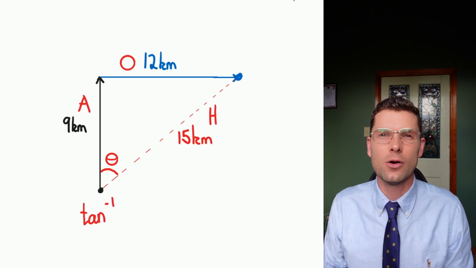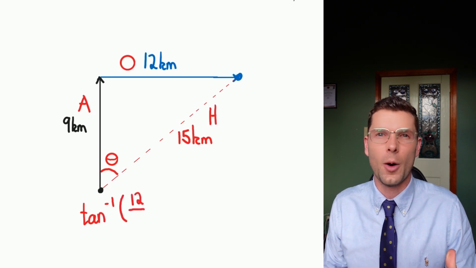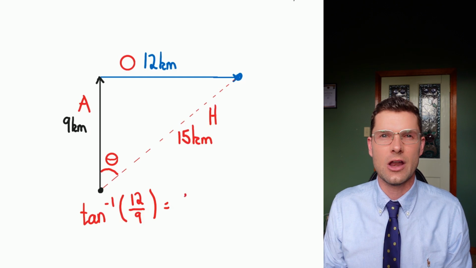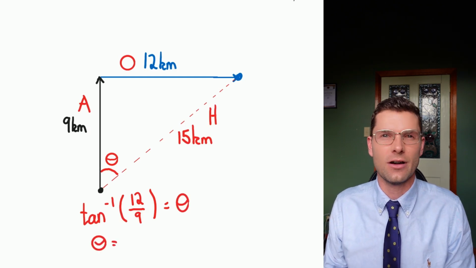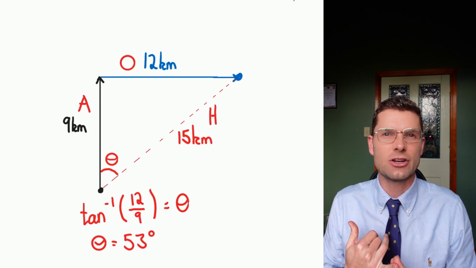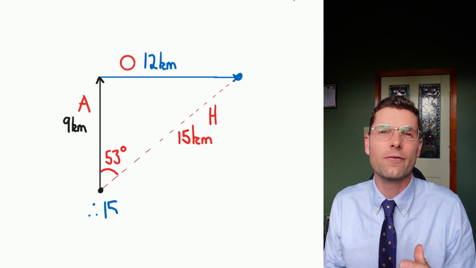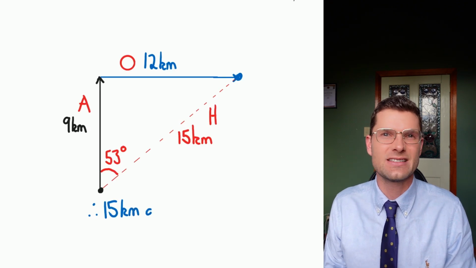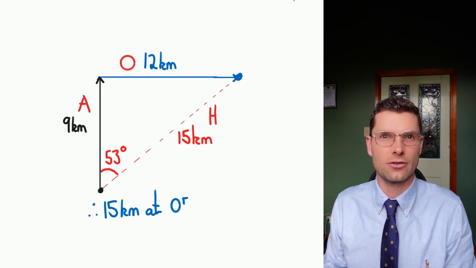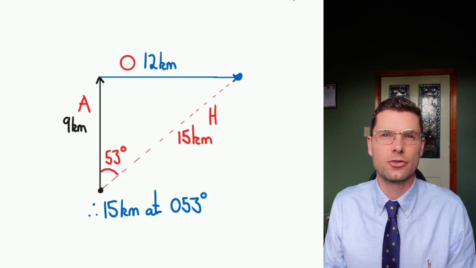To find the angle, all I've got to do is tan minus 1, opposite over adjacent, which is 12 over 9. Throw this into your calculator and you get the answer of 53 degrees. So now I've got my distance and direction, I can tell someone exactly what my displacement is. I've gone exactly 15 kilometers at an angle of 53 degrees, or 053 in true bearings.